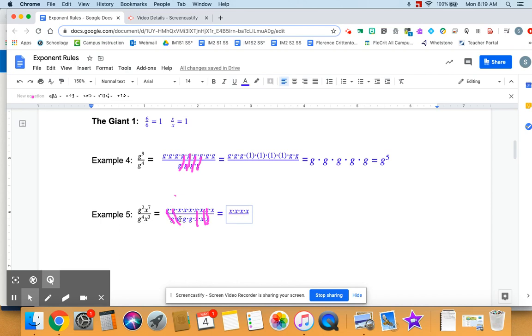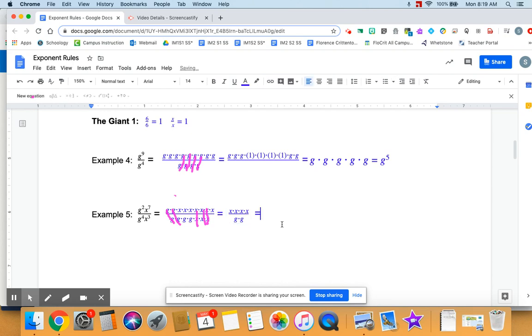And then on bottom, these 2 g's canceled. There's still these 2 g's. But then all the x's canceled and became 1s. Now remember, I don't have to write the 1s because 1 times another 1 doesn't change anything.